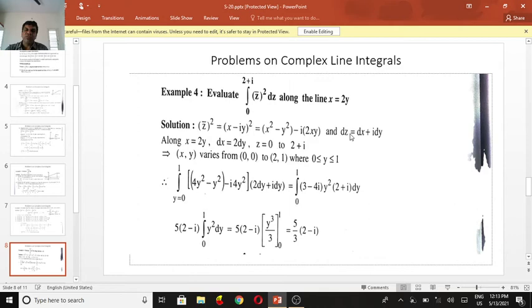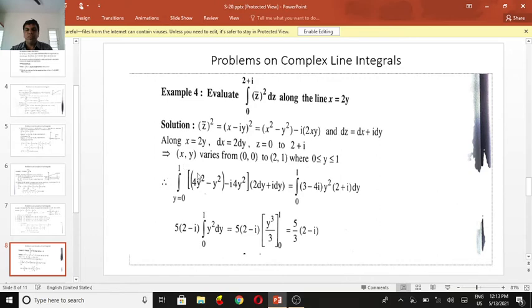Again dz equal to dx plus i dy. So along the line x equal to 2y, again differentiate, dx becomes 2 times dy. So z varies from 0 to 2 plus i. So that is, x, y varies from (0, 0) to (2, 1). So z equal to 0 means x and y are (0, 0), and 2 plus i means (2, 1) we get. That is, y varies from 0 less than or equal to y less than or equal to 1.